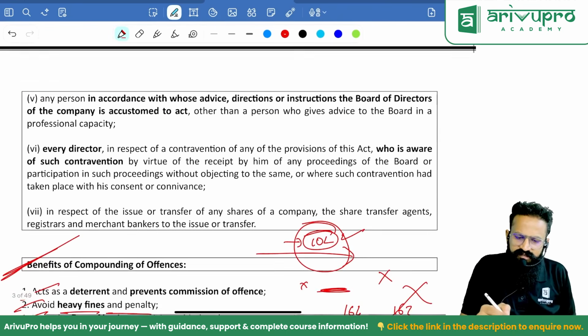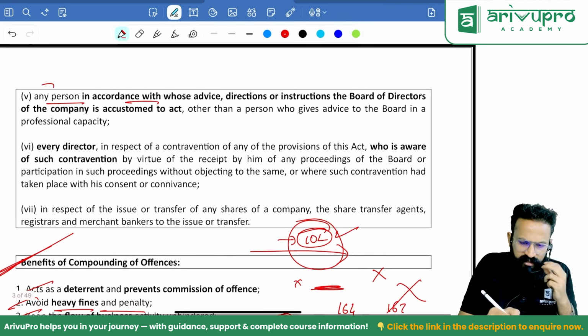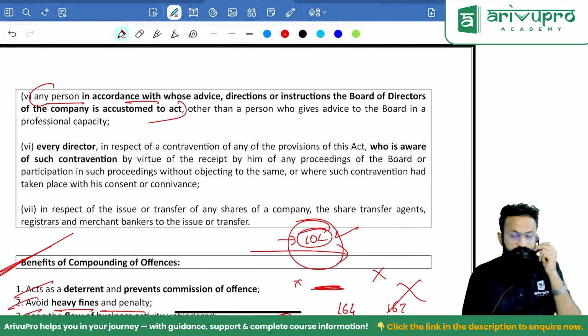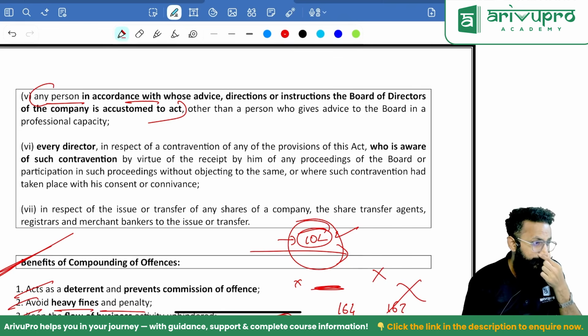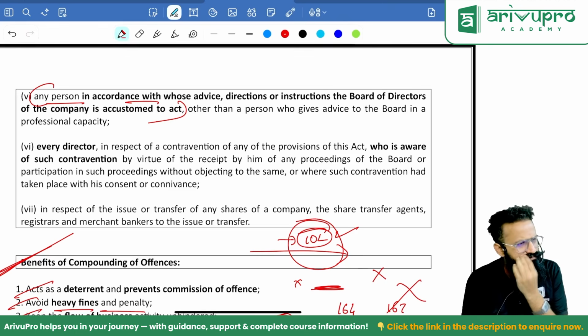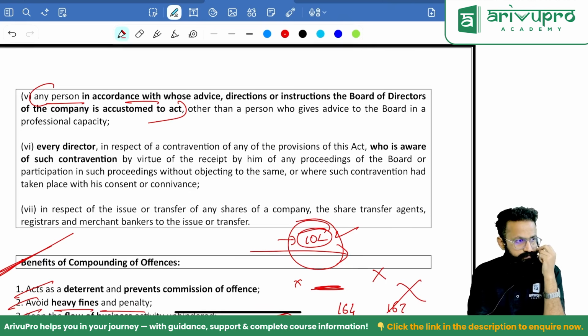Correct? Okay. Next, any person in accordance with whose advice, directions or instructions the board of directors of a company is accustomed to act. Can anyone give me an example for this? Any example? Simple example. Some other manager from another company is giving us instructions. Why are you following that? Okay, that also I'll take. Maybe possible, I will not deny the fact. Okay, I'll take that example only.